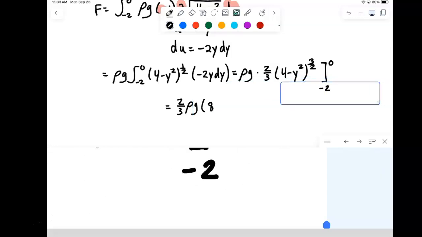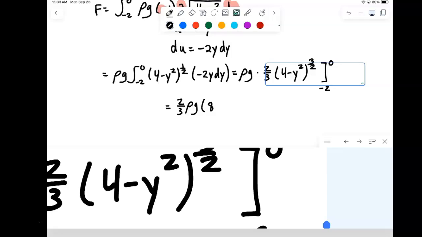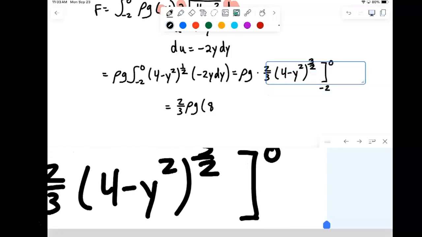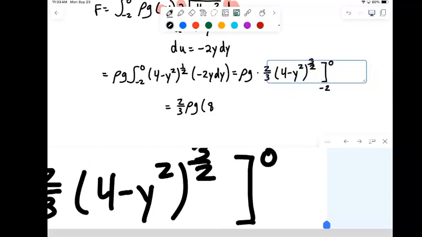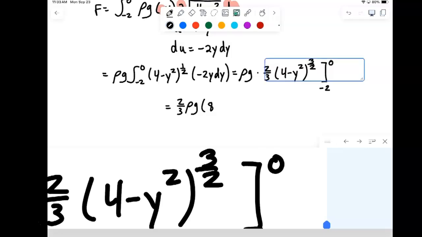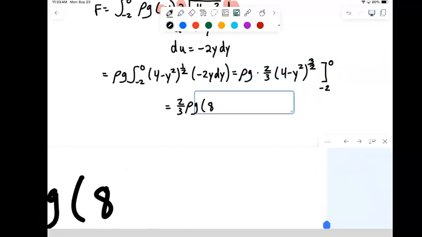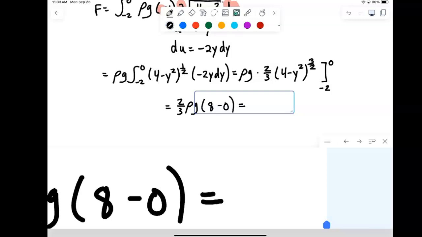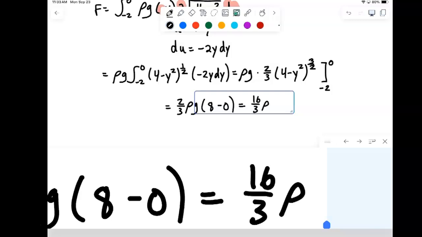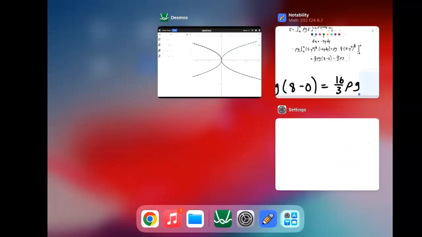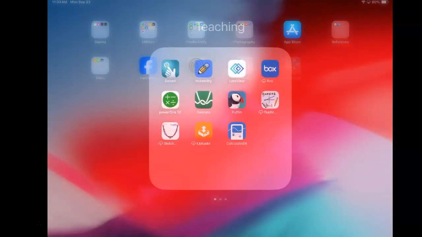And then I'm going to plug in -2. Well, some nice things happen when we plug in -2. We're going to have y squared, -2 squared will be 4. 4 minus 4 will be 0. That'll be 0 to the 3/2 times all that stuff would just be 0. So we get 8 times 2 is 16/3 times rho times g, and then we can just multiply all that stuff out.